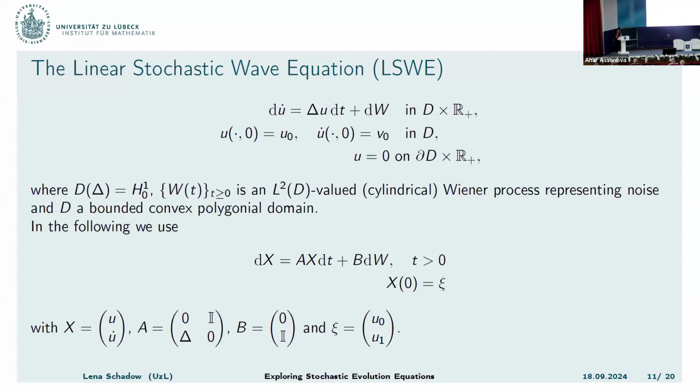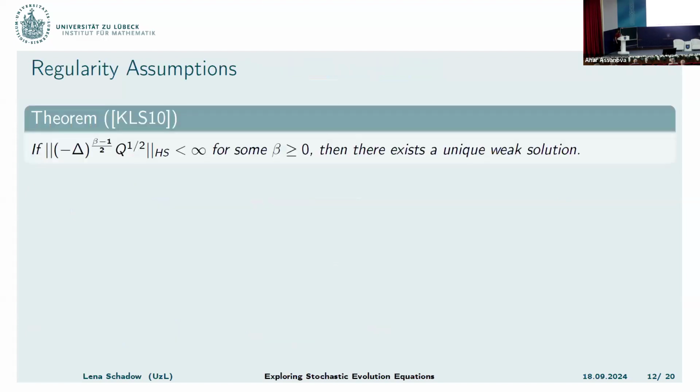We work all the time, I have to point it out, on a convex polygonal domain. That's important because we want to show the existence of a solution, and therefore we need this domain. So especially in dimension 1, we have an interval and things like this.